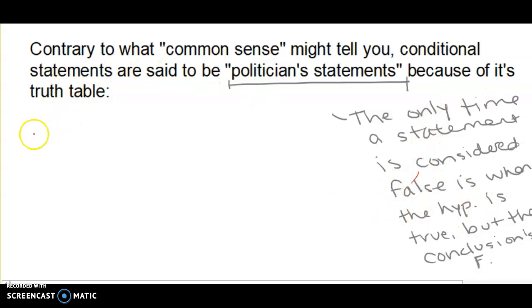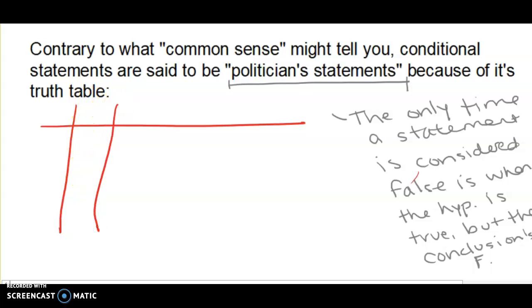All right, so what we're going to do is make this table. It looks kind of like a T-chart. We're going to start it where it looks like this for now. And we're going to have P in one column, and Q in the other. Now remember, P and Q are the hypothesis and the conclusion.